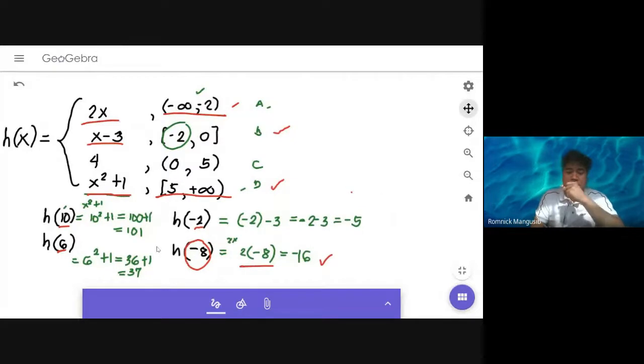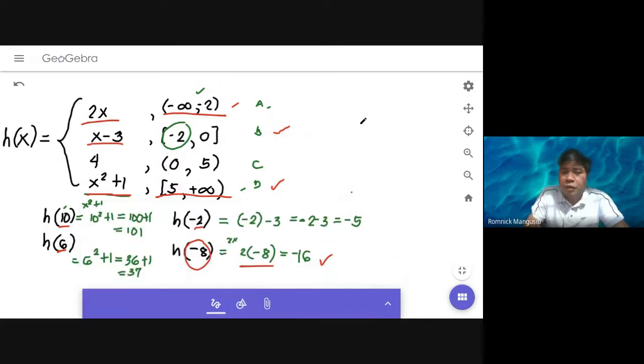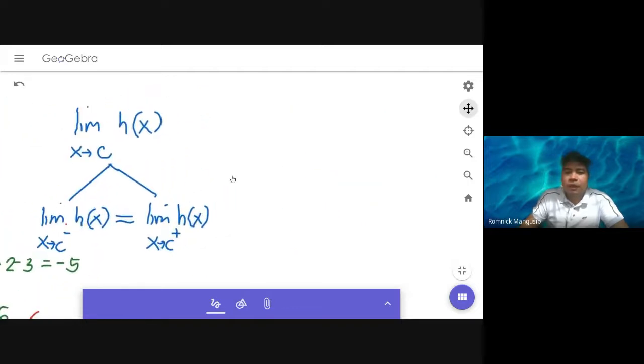The piecewise function, excuse me, when you are solving for, di ba, that is h of x. So the limit of h of x as x approaches c, any real number c, will exist if and only if it must be true that the limit from the left of that c, x approaches c from the left, and x approaches c from the right. These two, they must be equal and they both exist. But by the way, how do we define the term exist?